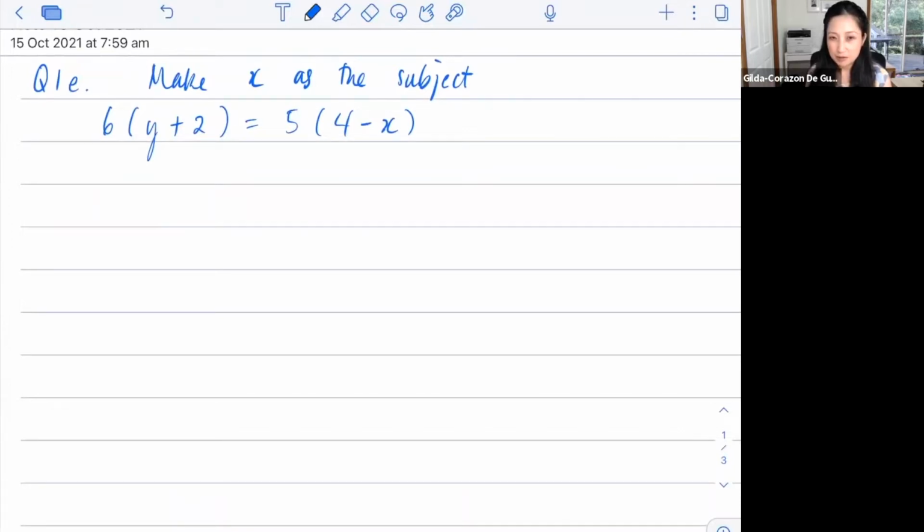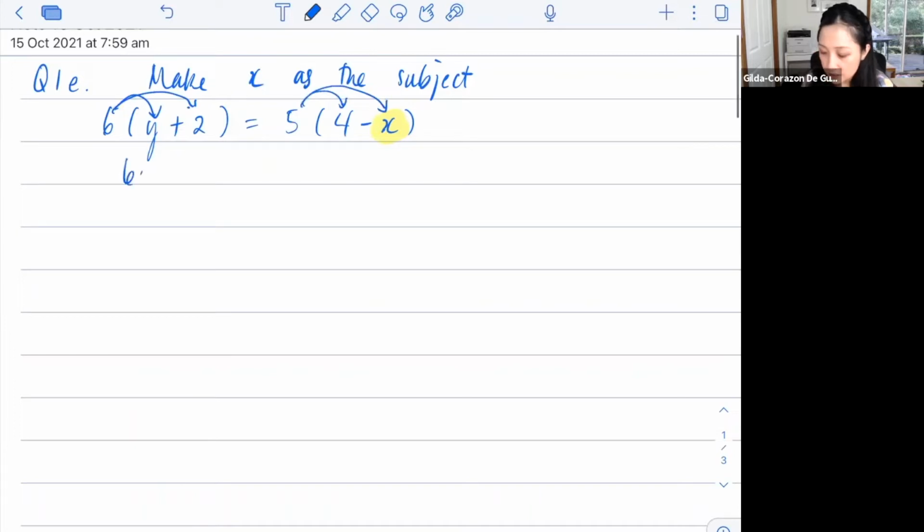All right, so let's have a look at this first one here. It's question 1E. So you've got 6 multiplied by (y plus 2) equals 5 multiplied by (4 minus x). So you want x as the subject. The first thing you'd want to do would be to distribute the 6 to each of these terms and also the 5 to each of these terms.